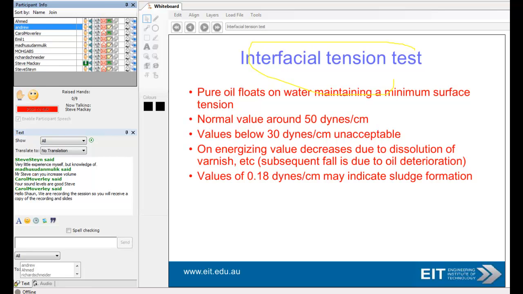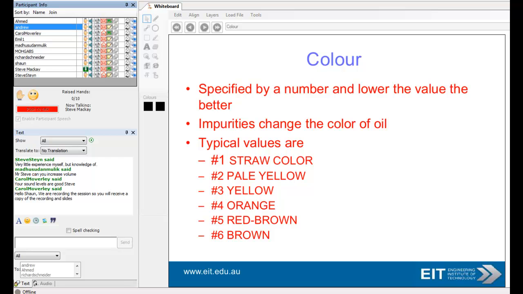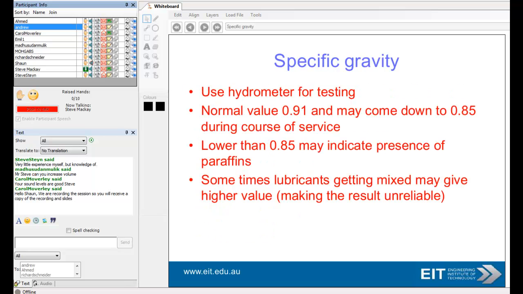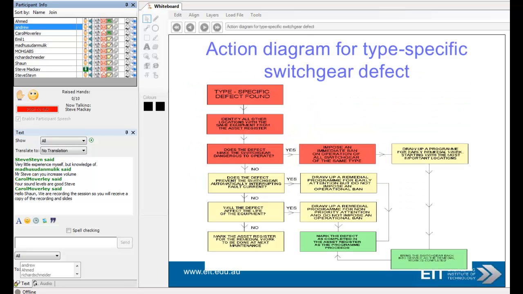Interfacial tension test: this is where you put oil on water, looking for a minimum surface tension of 50 dynes per centimeter, making sure it doesn't go below that. This is a typical issue that you're looking for. Color is a quick way of looking at the oil. Different colors indicate deterioration. Specific gravity is another test, very important, as you know, with batteries. Other tests are flash point, viscosity, pour point, resistance. These are all very important tests that give you some indication.